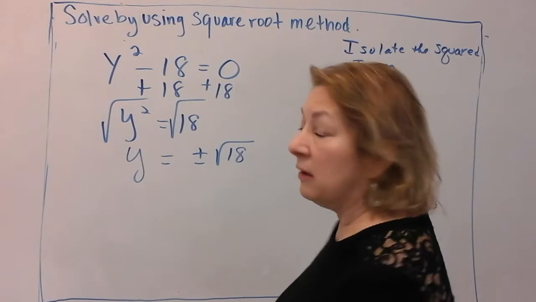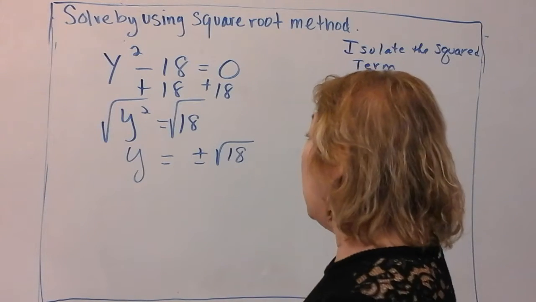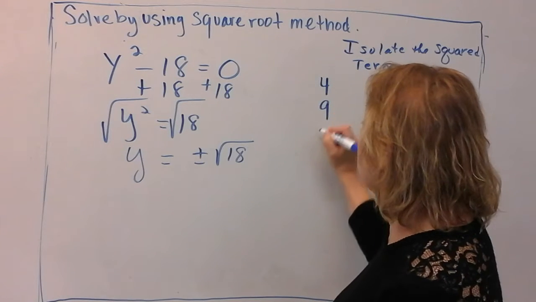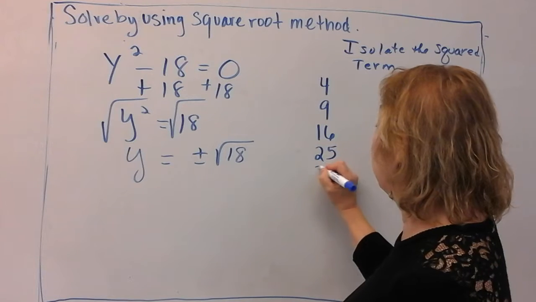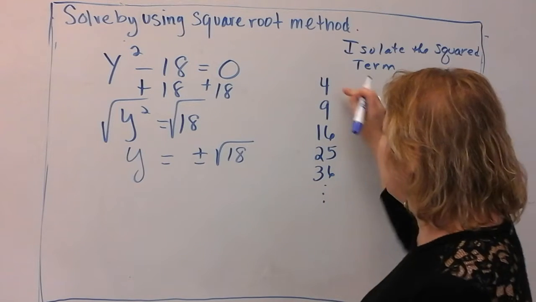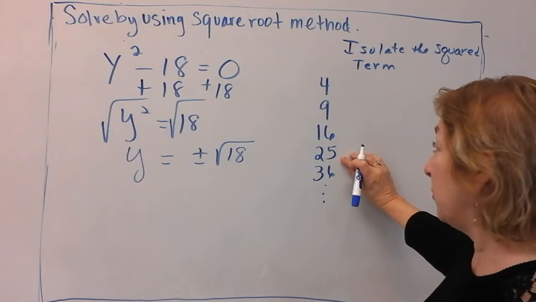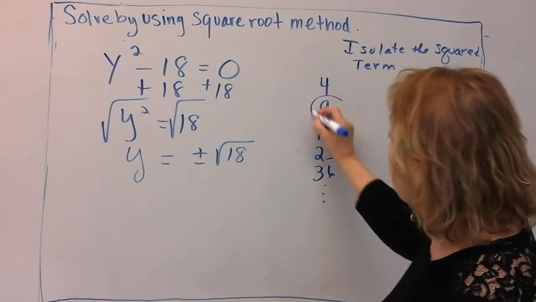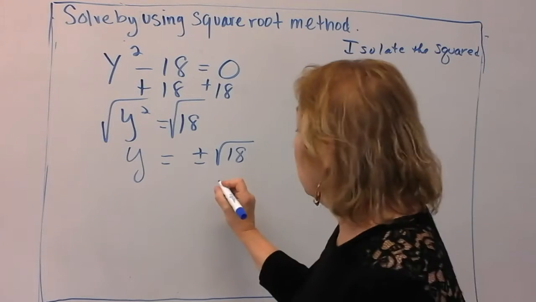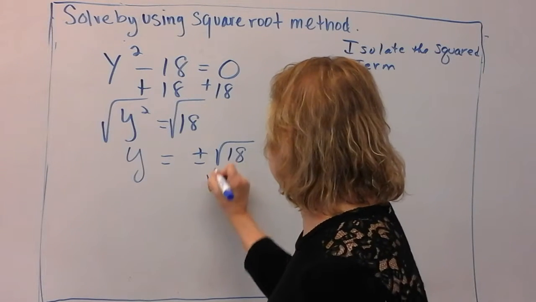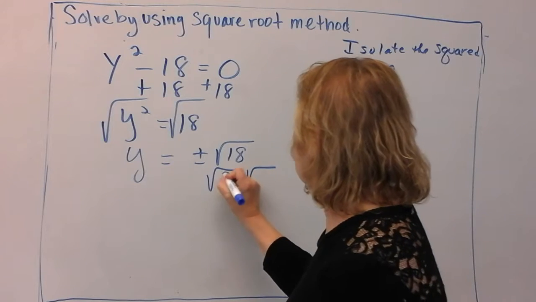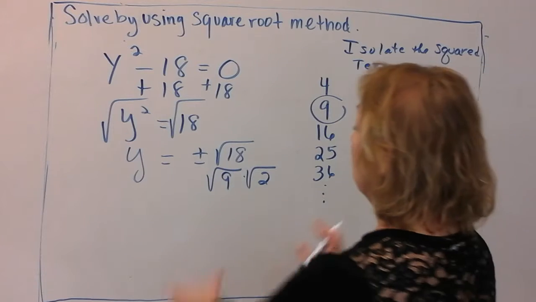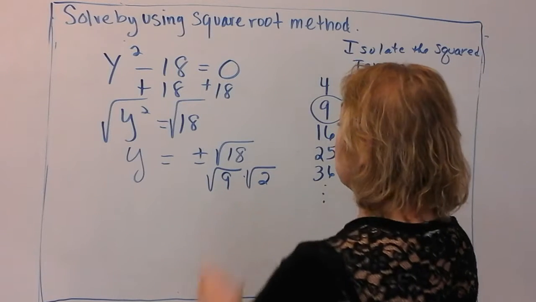Okay, well, this radical can be reduced. And how you determine that is you think of your perfect squares, your 4, 9, 16, 25, 36, etc. And think of the biggest perfect square that will go into 18. So 9 goes into 18. So you take your square root and you split it up into 9 times 2. There's a property that says that you can split your square root up into two factors that are square roots.